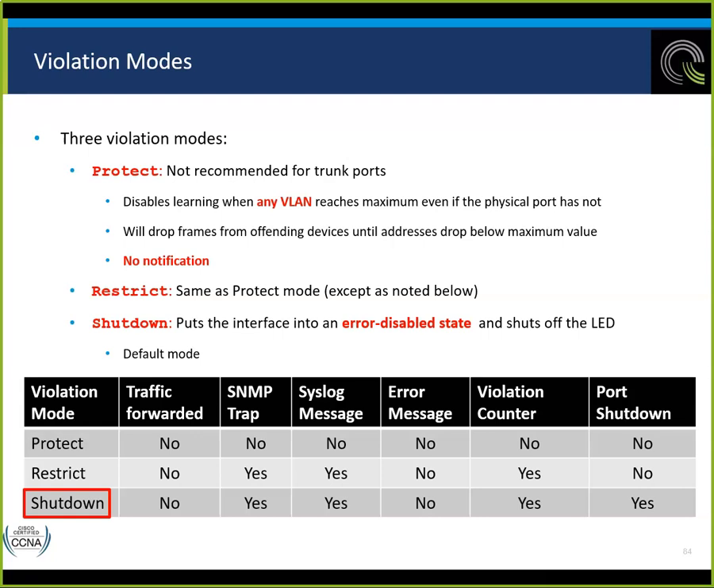The violation counter in the show port-security command is incremented, yes for restrict and yes for shutdown. Port shutdown applies only for the shutdown mode, in err-disable state. It's a little different: if it's just shutdown, we can use no shutdown. With err-disable, we have to bounce the interface.